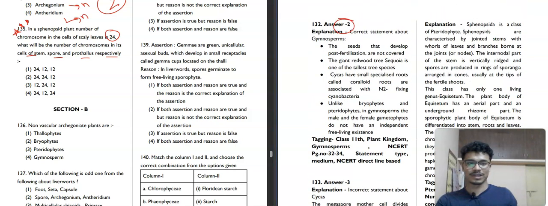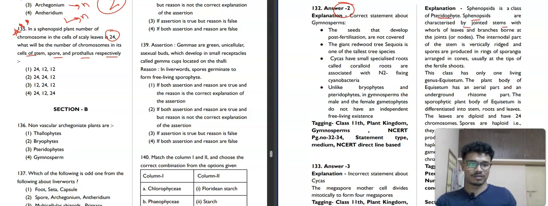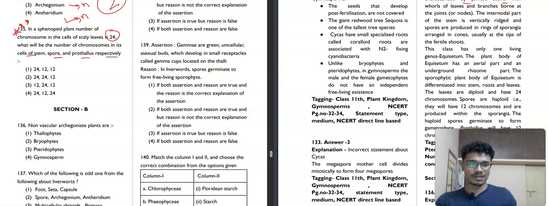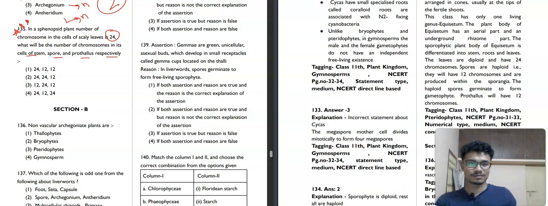How is this proceeding? First of all, you need to understand that Sphenopsida is a class of pteridophytes. As I told, Sphenopsida are characterized by jointed stems, whatever is written, I will not read this. So here the thing is that the sporophytic plant body of Equisetum is differentiated into stem, roots and leaves. The leaves are diploid and have 24 chromosomes. And spores are haploid, they will have 12 chromosomes. And then the prothallus is also haploid, so that will have 12 chromosomes.